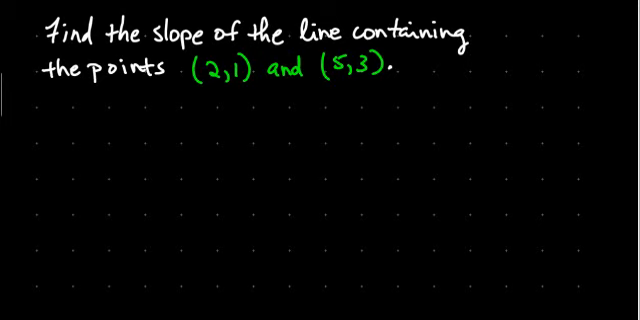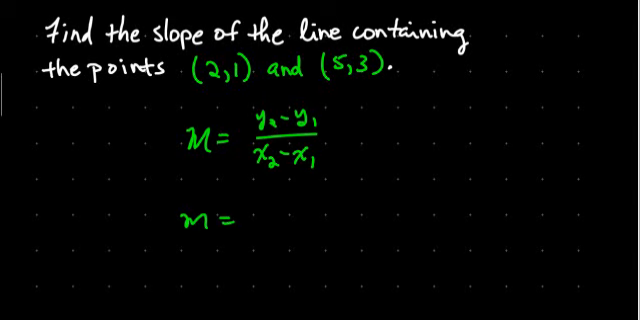Find the slope of a line containing the points (2, 1) and (5, 3). Okay, so this is pretty simple. We get that the slope m equals y sub 2 minus y sub 1 over x sub 2 minus x sub 1. So m equals, let's go with 3 minus 1 over 5 minus 2. So m is going to be 2/3.